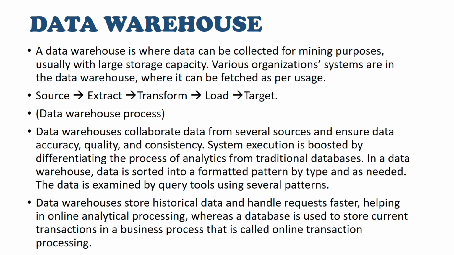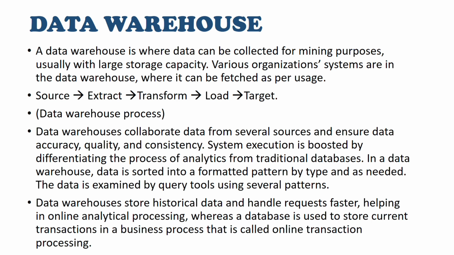Data warehouses collaborate data from several sources and ensure data accuracy, quality, and consistency. System execution is boosted by differentiating the process of analytics from traditional databases. In a data warehouse, the data is sorted into a formatted pattern by type and as needed. The data is examined by query tools using several patterns. Data warehouses store historical data and handle requests faster, helping in online analytical processing, whereas a database is used to store current transactions in a business process that is called online transaction processing.